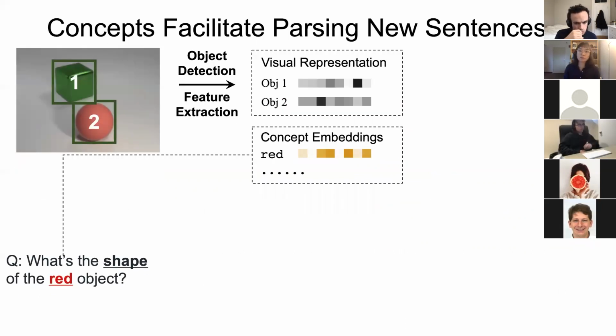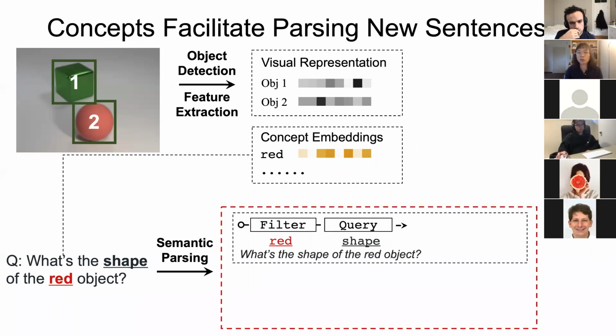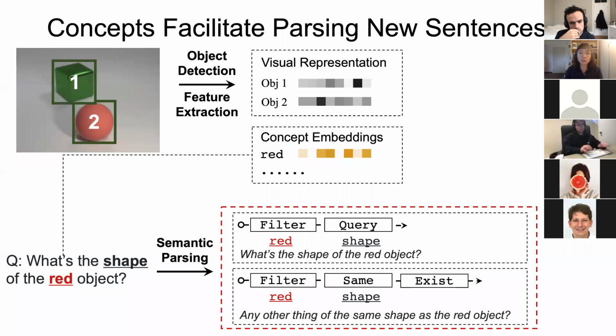So during training for the semantic parsing module, which is implemented as an LSTM in our model, we sample multiple candidate programs from the parser. In this example, let's suppose that 2 candidate programs are sampled. We also show the semantic interpretation of each program in natural language, where the first program is "what's the shape of the red object", and the second program has the latent meaning of "is there anything of the same shape as the red object".